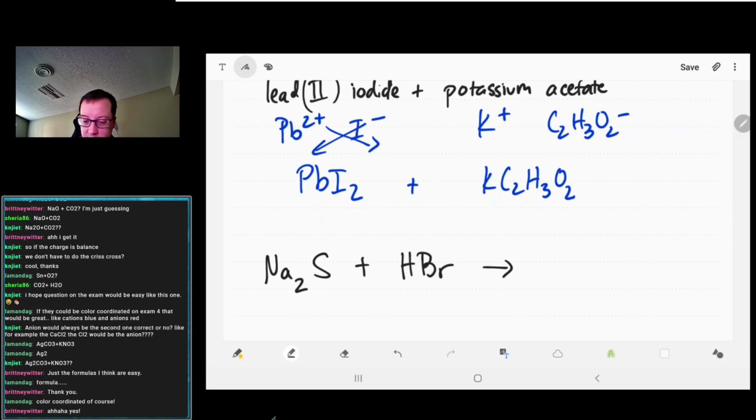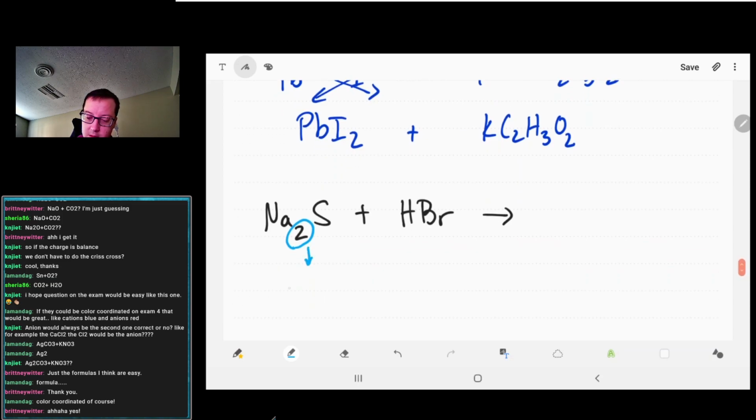And so just so we remember also, this 2 here is for balancing. That 2 there is only there to balance sulfur. So that 2 has no bearing on what your product would be. Your product might have a 2 there, it might not. It does not matter. You should always have properly charge balanced compounds.